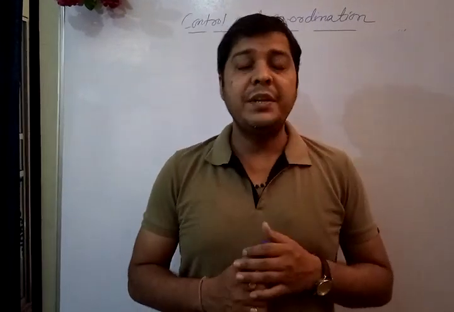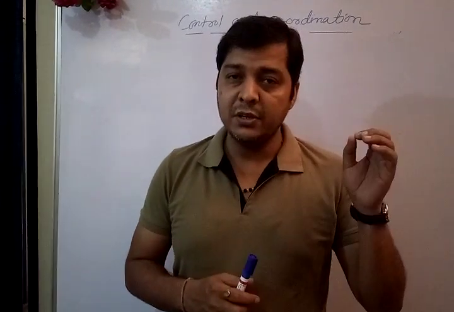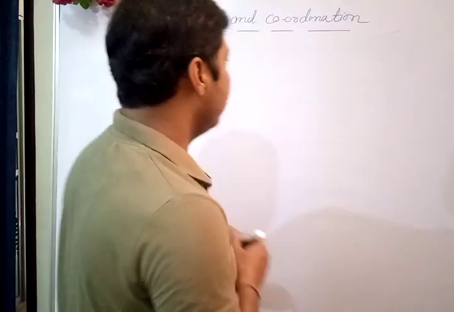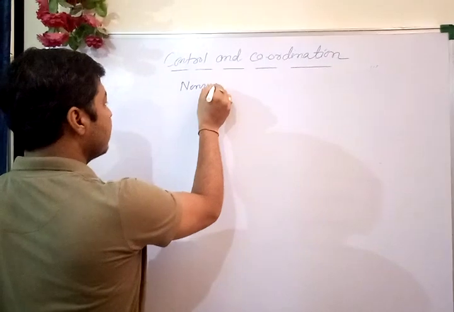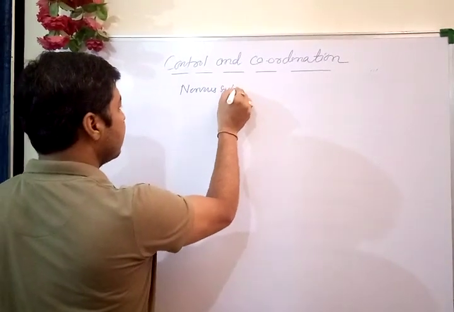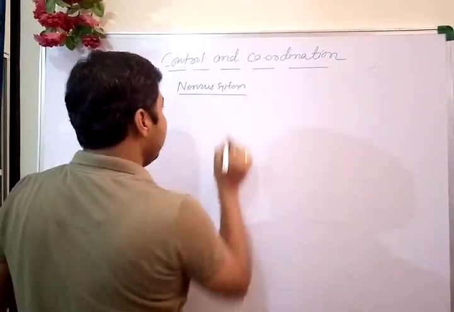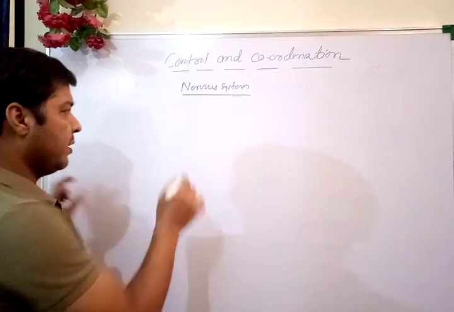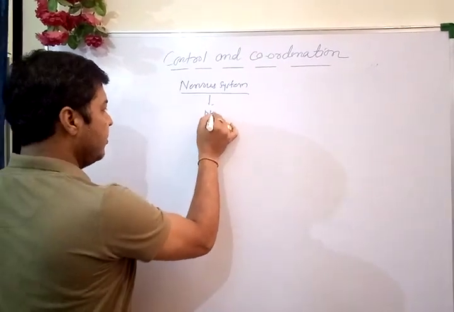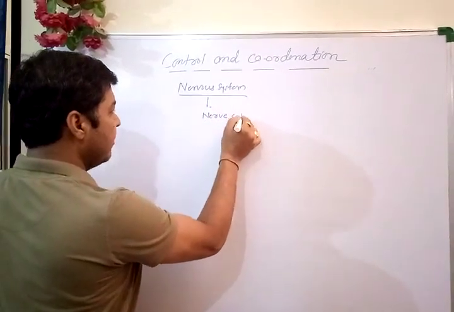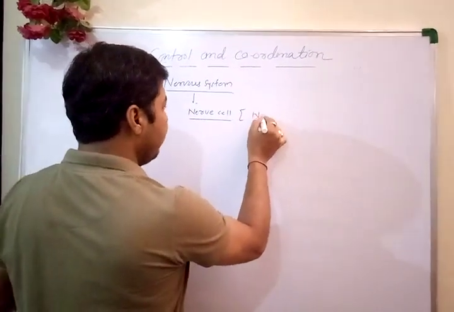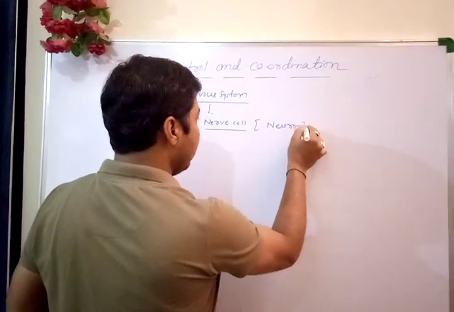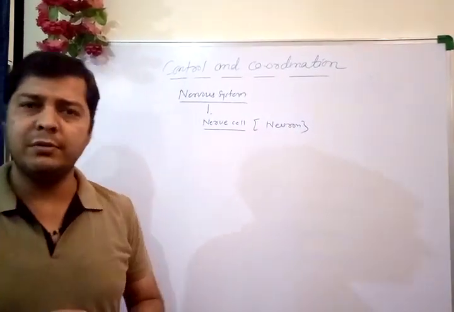So here we'll start with the nervous system in human beings. See children, you write nervous system. It is the entire system of what? The system of nerve cells, right? This nerve cell is called a neuron. Nerve cell is also called neuron.